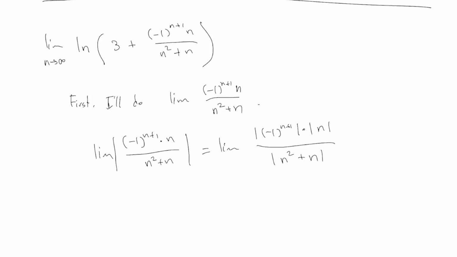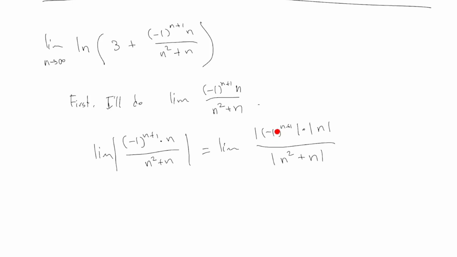Here's a little warning. I hope you all know you are not allowed down here to make that into absolute value n squared plus absolute value n. This is not a legal rule for the absolute value. If it's multiplied, you can do that kind of thing, but not if it's added. But anyway, up top, what is absolute value minus 1 to the n plus 1?